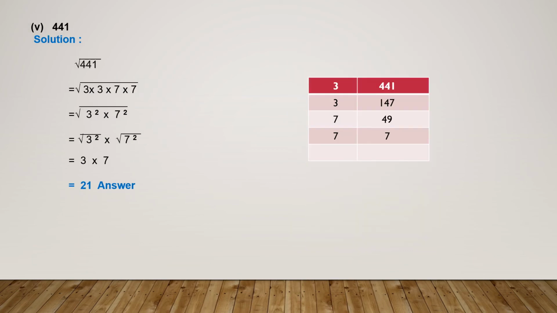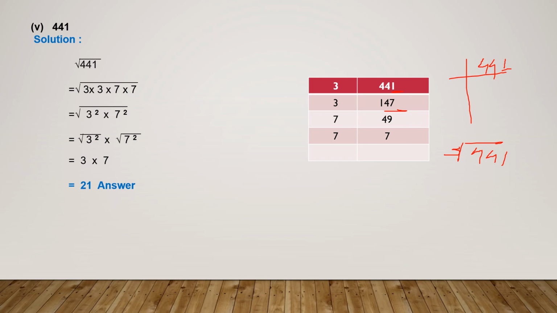Now part number 5 is 441. First of all, students, we will find the LCM of 441. Now at the unit place, we don't have an even number. We don't have 2, 4, 6, 8 here, meaning this number is not divisible by 2. Now divide this number by 3. In your rough work, do this division. 441 divided by 3, and the answer will be written over here, that is 147.